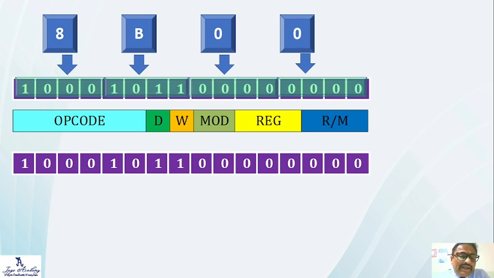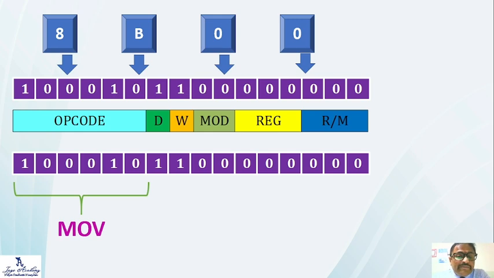We can easily identify that the first 6 most significant bits represent an opcode, which is 100010. Definitely we know it is a move instruction. After that, the remaining part of the instruction can be got from the remaining bits of this machine instruction.